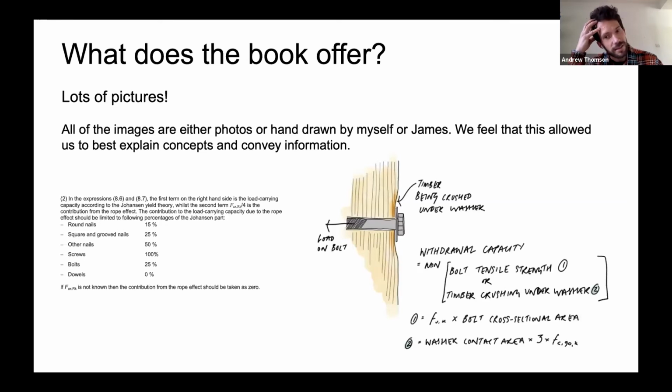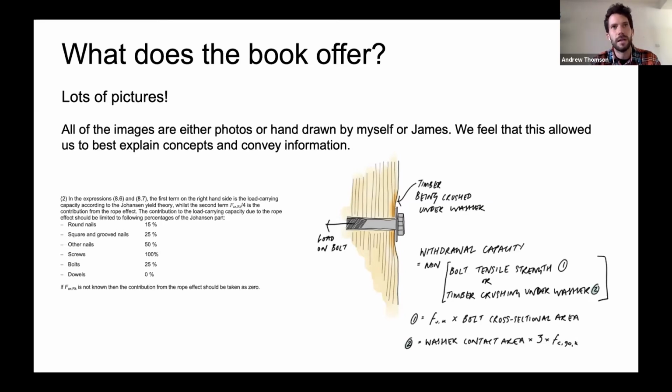One of the really good things about the book is it offers lots of pictures. I was flicking through it the other day preparing for this, and pretty much every single image in there is either a photo or it's been hand drawn by myself or James. It was a key requisite for writing the book that we could hand draw things, because personally, I think hand drawn images convey much more information than either a computer graphic or text.